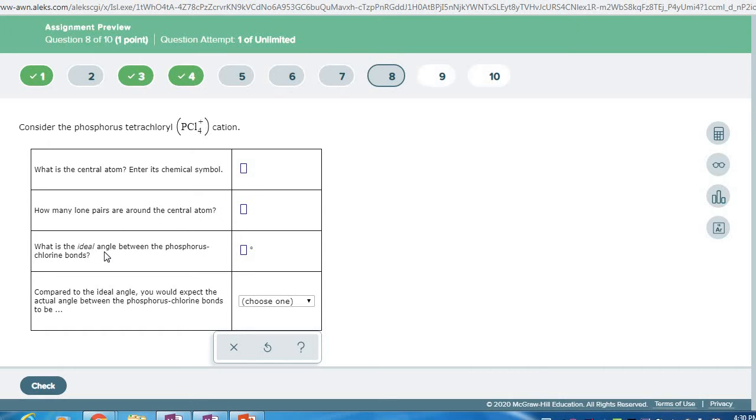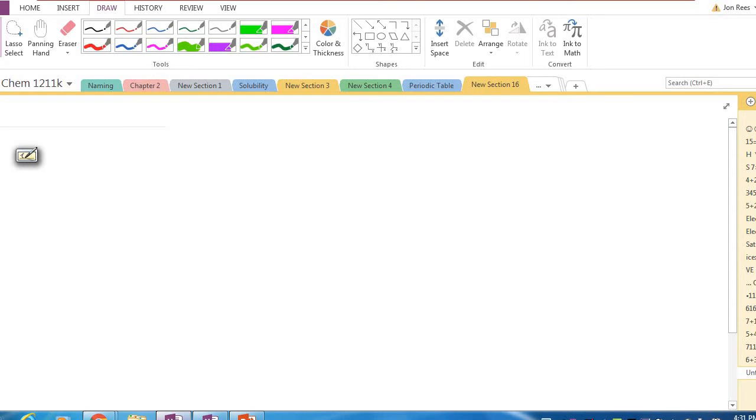What is the ideal angle between the phosphorus-chlorine bonds? And it's going to ask us to compare it to the ideal angle. Would you expect the actual angle to be, in this case, about the same, bigger or smaller? So we'll just have to consider the effect perhaps of some lone pairs or some double bonds. And so let's go ahead and do this Lewis dot structure for PCl4 plus.